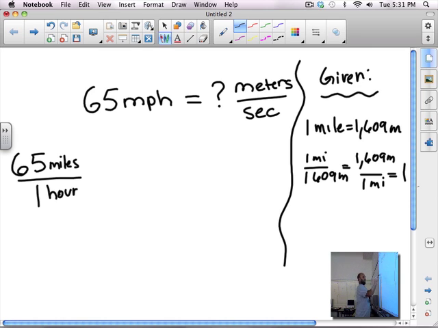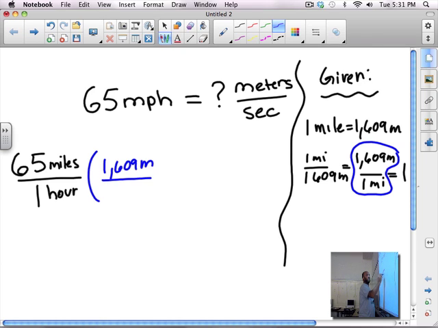Now, based on this unit here, I know which one of these conversion factors I want. Because these miles are going to need to cancel, I'm going to choose this one. Okay? So I'll write 1,609 meters divided by 1 mile. Right there. And all I got to do is multiply across.